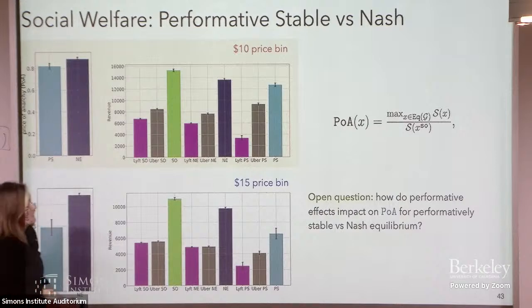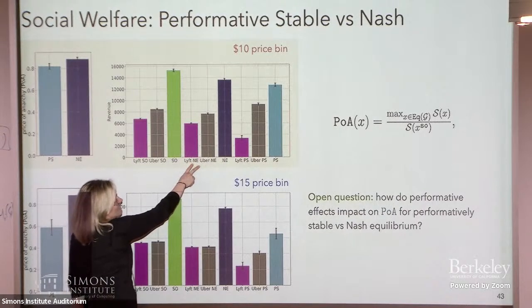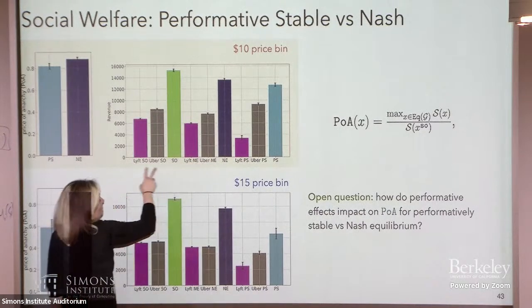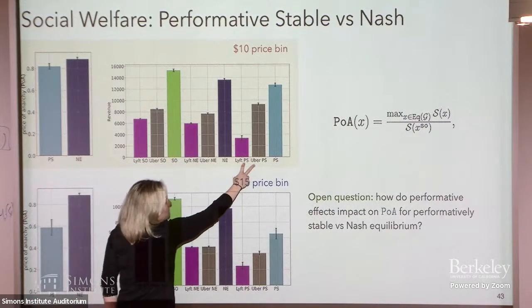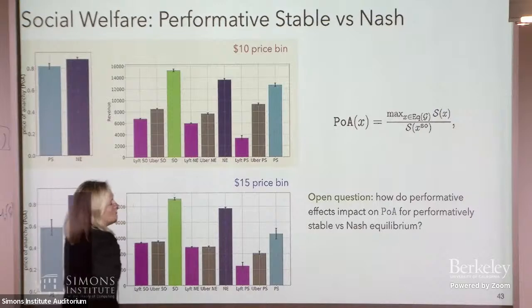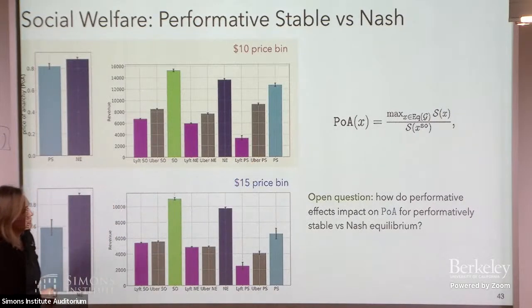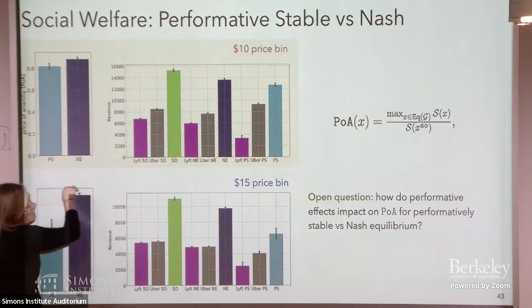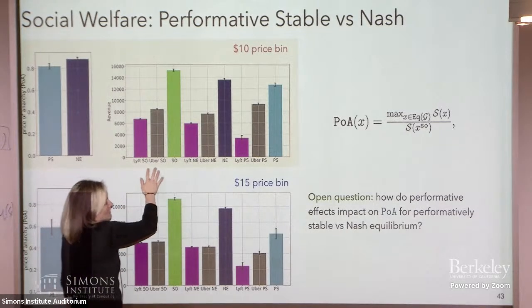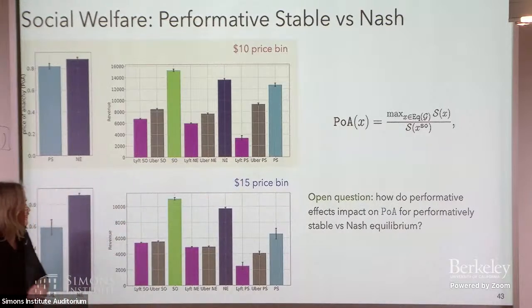One thing to point out, though, is that if you look at the market share in terms of revenue, the Nash equilibrium is more reflective of the social optimum, whereas at the performatively stable point some of the market share gets shifted from Lyft to Uber. So while they have roughly the same price of anarchy, the market share distribution is wildly different. That's an interesting observation.